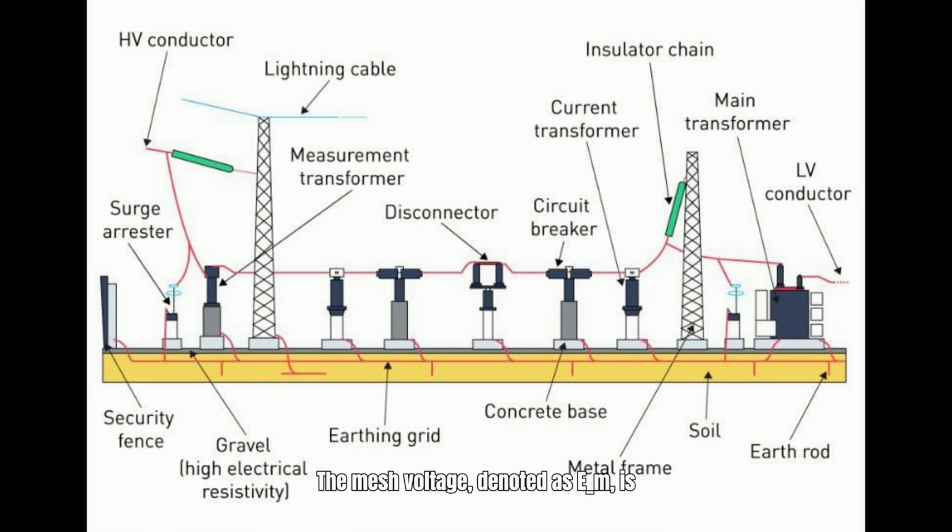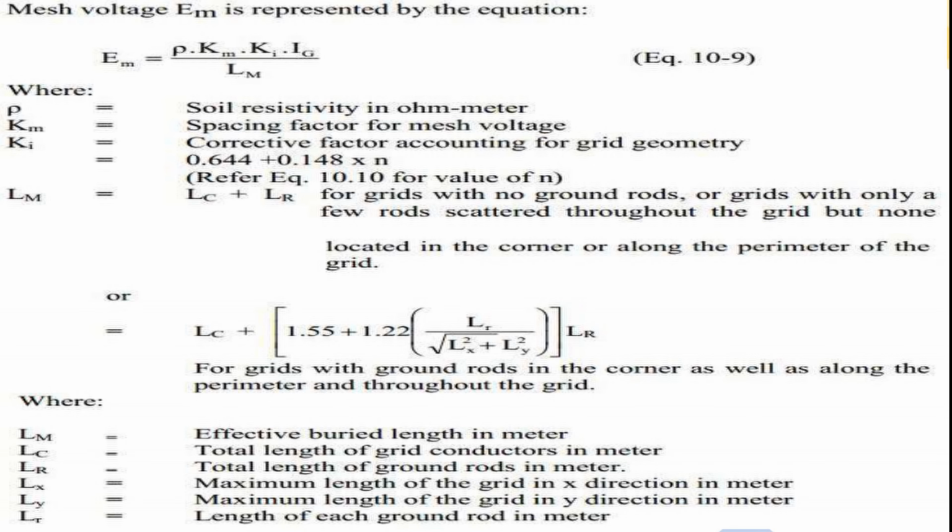The mesh voltage, denoted as E_M, is a key parameter in grounding grid design, represented by the equation E_M equals ρ times K_M times K_I times I_G, all divided by L_M. Here, ρ represents the soil resistivity in ohm meters, a crucial environmental factor. K_M is the spacing factor for mesh voltage, accounting for the physical arrangement of the grid.